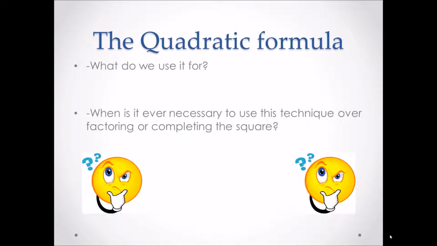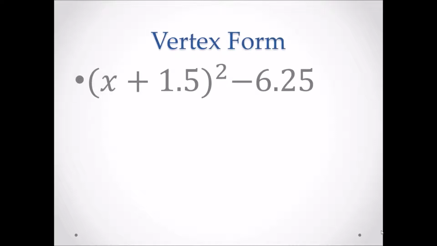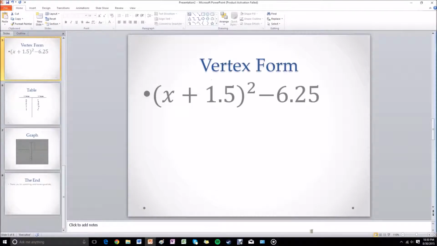When do we use the quadratic formula, you might ask? Well, sometimes factoring and completing the square might not work out well, so you will have to resort to using the quadratic formula. For example, we have the equation x squared plus 3x minus 4. The equation given is the standard form of the problem, while the vertex form is (x plus 1.5) squared minus 6.25. Now, we move on to the sketch pad.